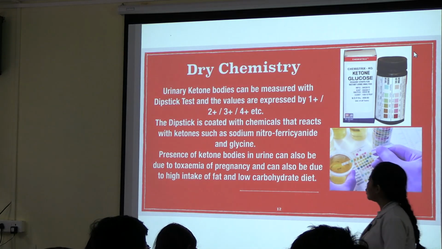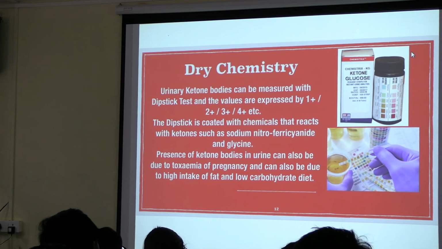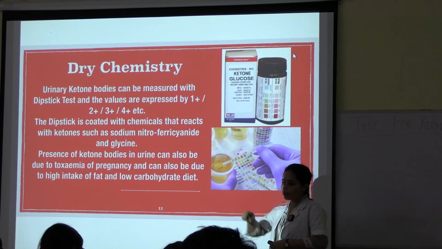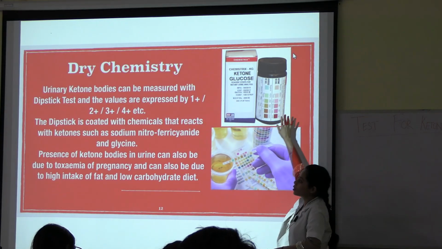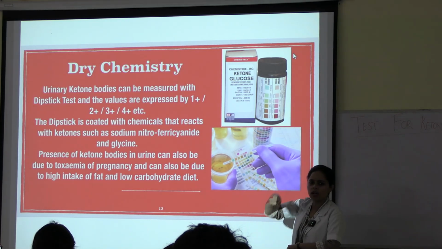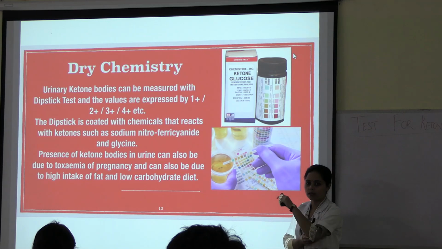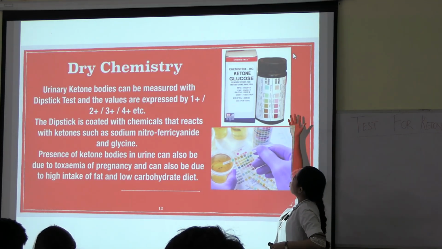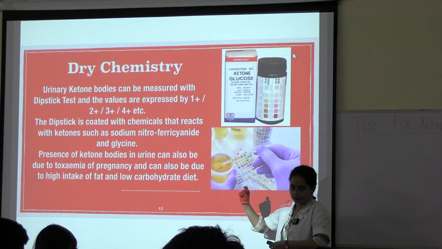So, urinary ketone bodies can be measured with a dipstick test, and the values are expressed as 1 plus, 2 plus, 3 plus, 4 plus. Now you understand where 4 plus came from, the dipstick test. This is what it looks like. Did you do dipstick pH in your class 12? Litmus paper? You did not? So this is what it looks like. You can do dipstick for glucose also, protein also, and ketone bodies also. The color coding is different.